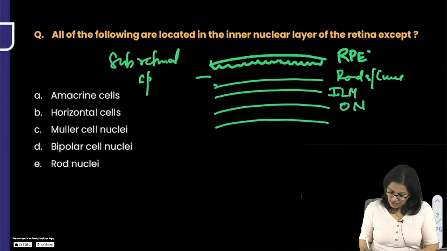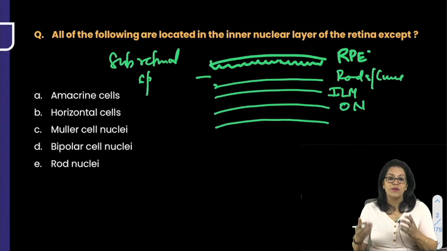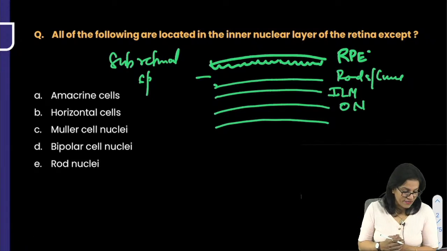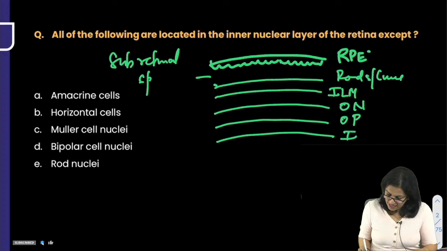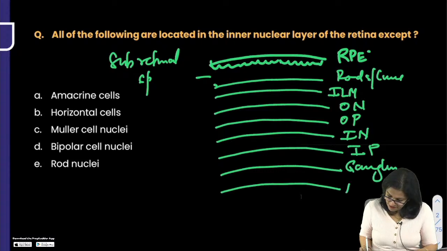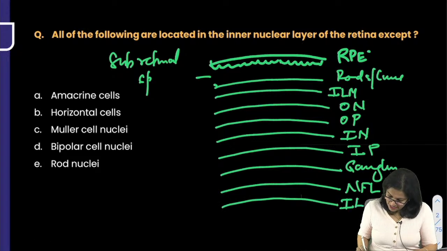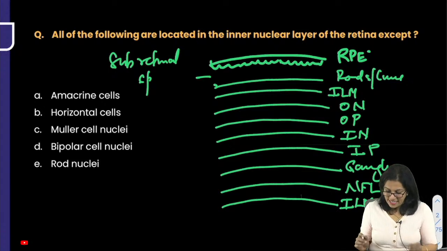I am just revising, a quick revision please. I want all of you to keep answering me and revising with me. Then outer nucleus, then comes your outer plexiform. Then what is there? Inner nucleus, and then comes your inner plexiform layer. What is the next layer? Ganglion cell layer, then nerve fiber layer, and then comes your internal limiting membrane. So these are the 10 layers of the retina.